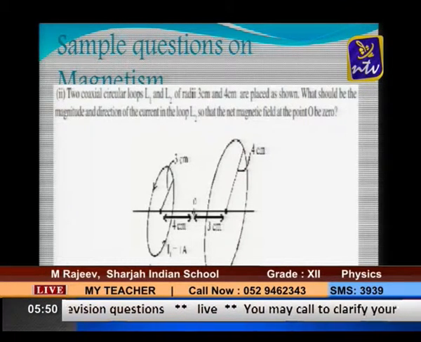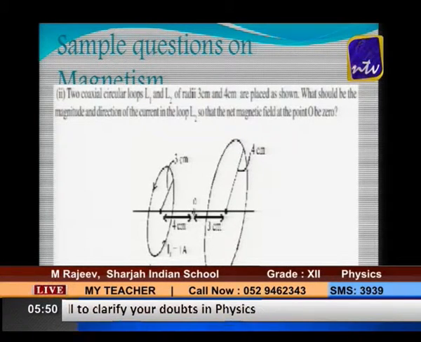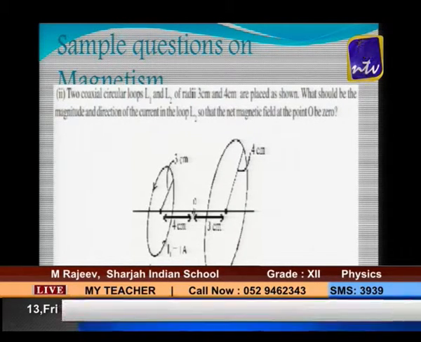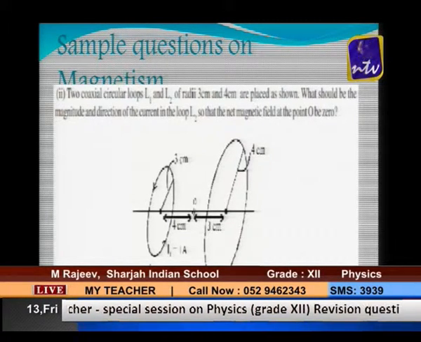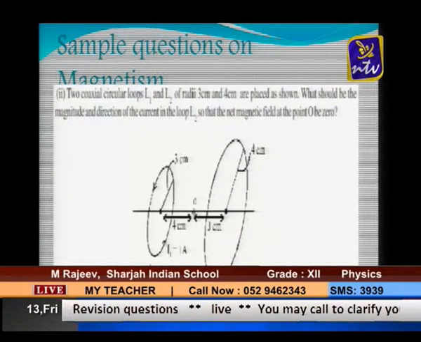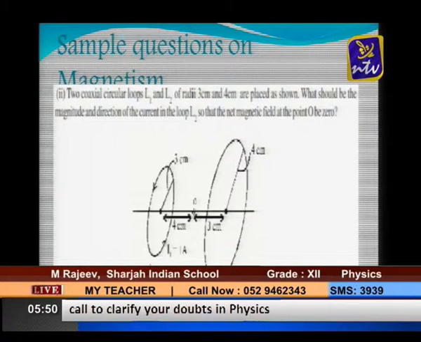This is 4 centimeter radius. The current is 1 ampere in the first coil. I'll read the question once again. Two coaxial circular loops L1 and L2 of radii 3 centimeter and 4 centimeter are placed as shown. What should be the magnitude and direction of the current in the loop L2 so that the net magnetic field at the point O be 0?